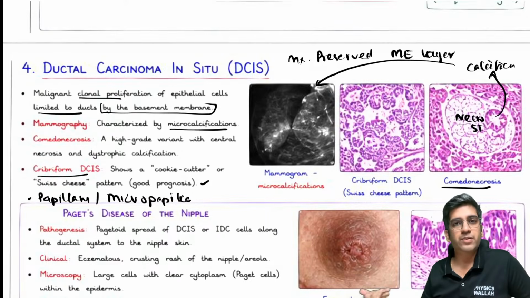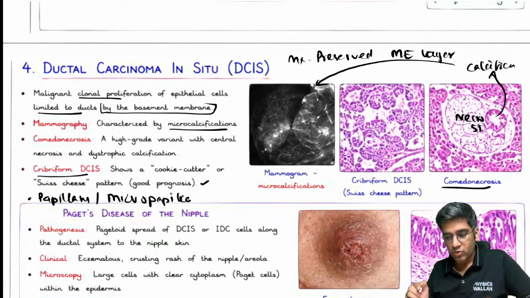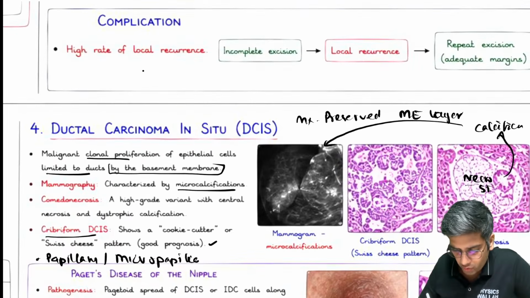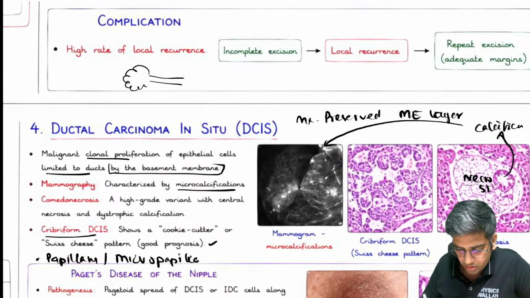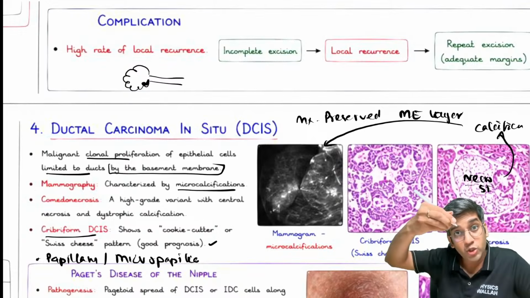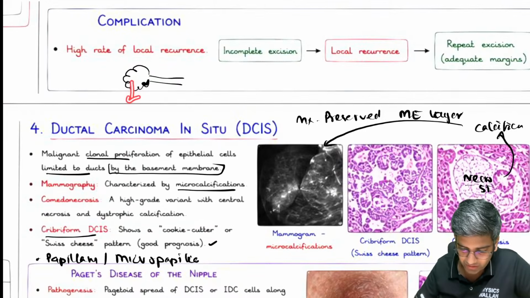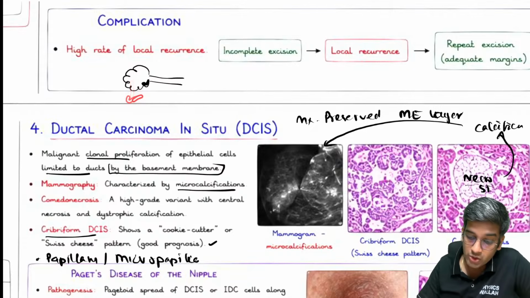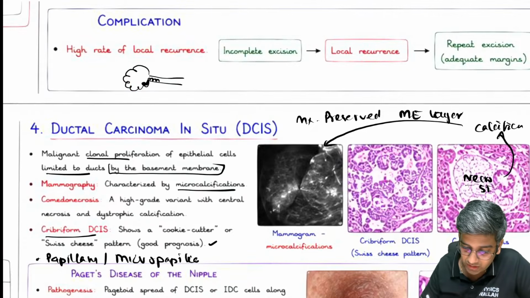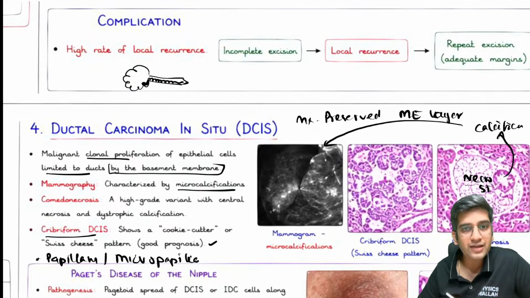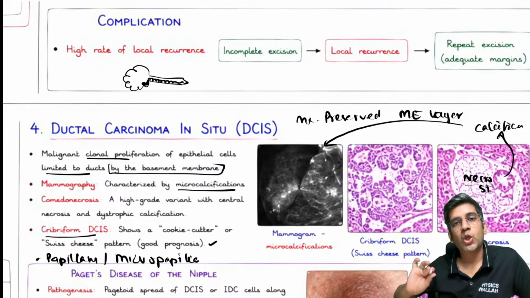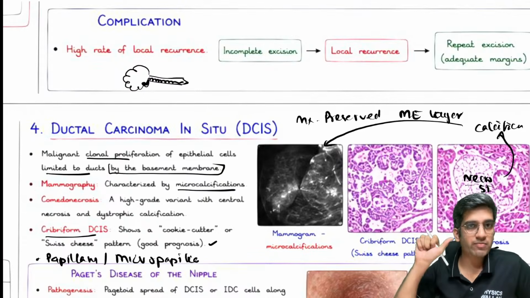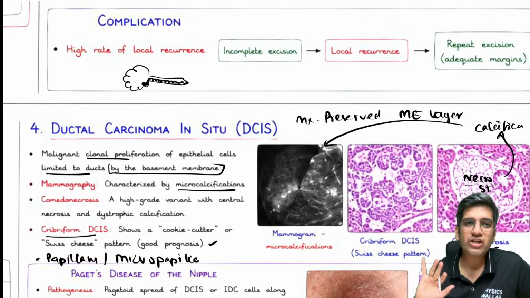So how can DCIS present apart from this? See now, if you go back a little bit, this is my duct, this is my lobule or the terminal duct lobular unit. I have a tumor here which is not going outside. Outside means it's not going here. That's what invasion is, right? So can it go here? It can. So one outcome of DCIS, yes, it can produce a mass, a vague irregular mass.